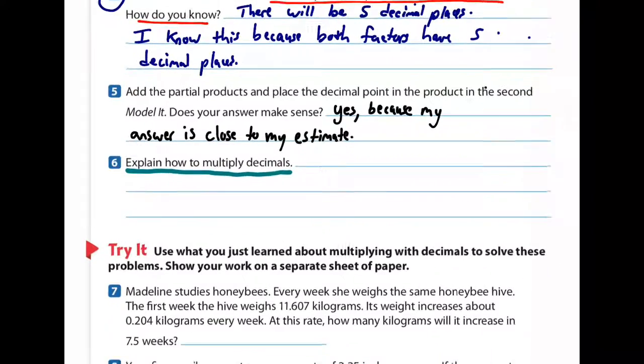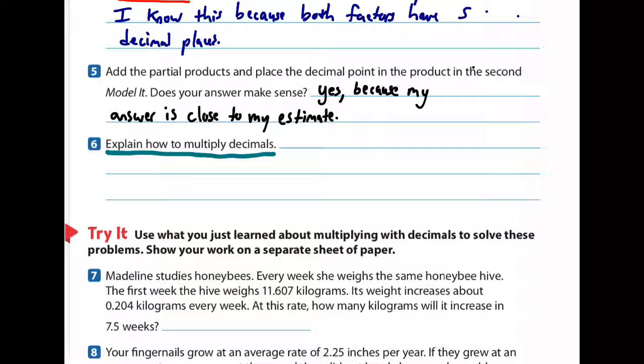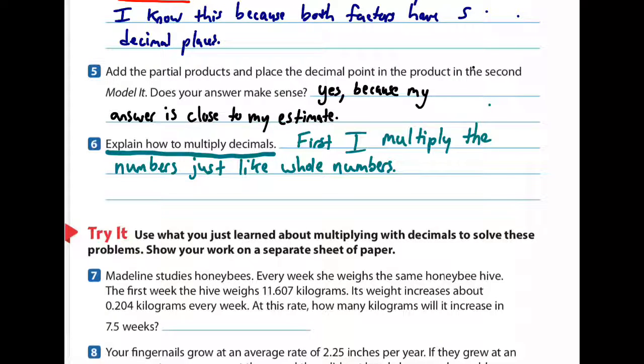All right, so let's see how you did for number 6. So here's all I'm going to say. When I multiply decimals, first I multiply the numbers just like I do whole numbers. When you do the multiplication, it's no different than whole numbers. The only thing that's different is when you place your decimal.